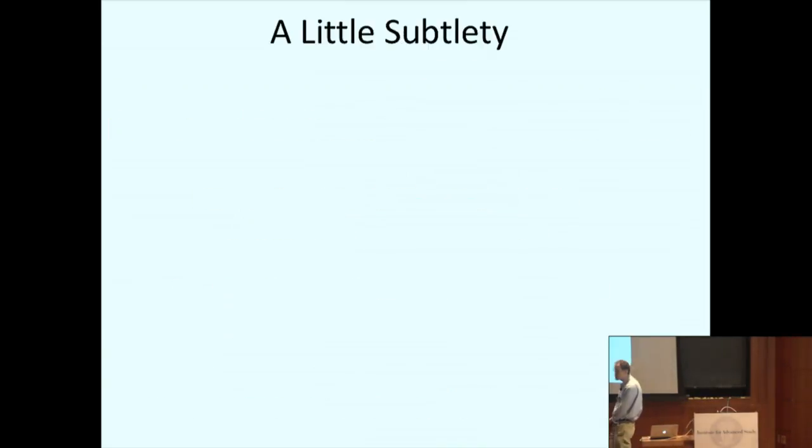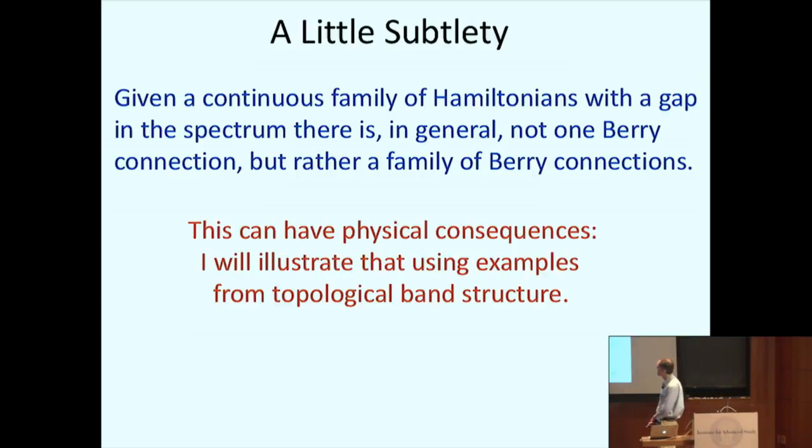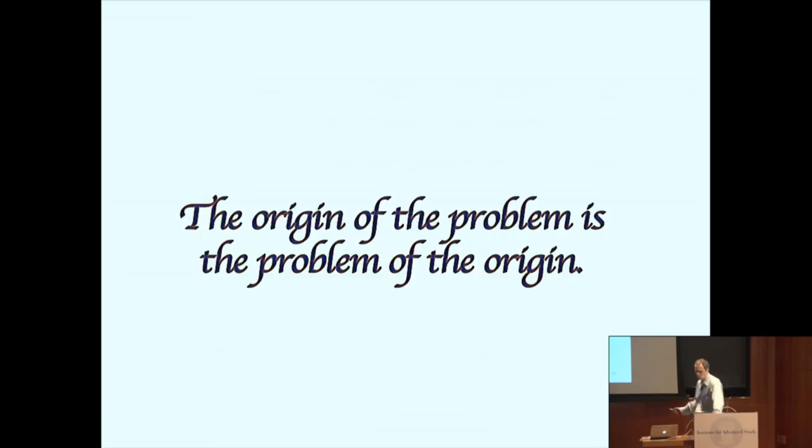But what I'd like to talk about here is a little subtlety. If you're given a continuous family of Hamiltonians with a gap in the spectrum, in general, there's not one Berry connection, but rather a family of Berry connections. And this can have physical consequences that I'll illustrate using examples from topological band structure. But the general remark should have broader applications. Now, the slogan that goes with this is that the origin of the problem is the problem of the origin.